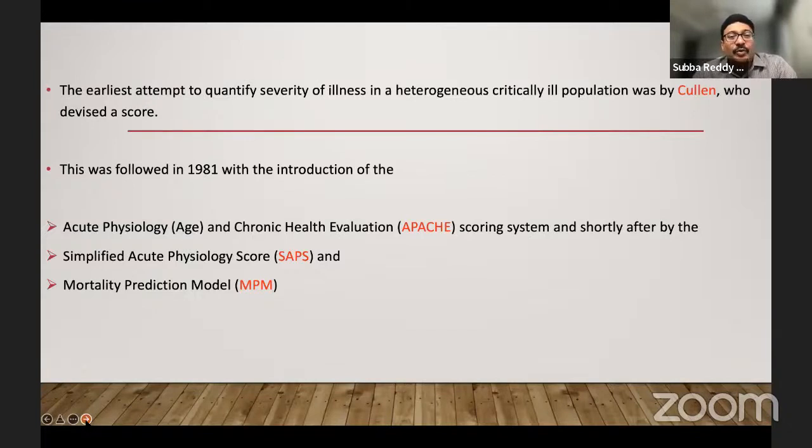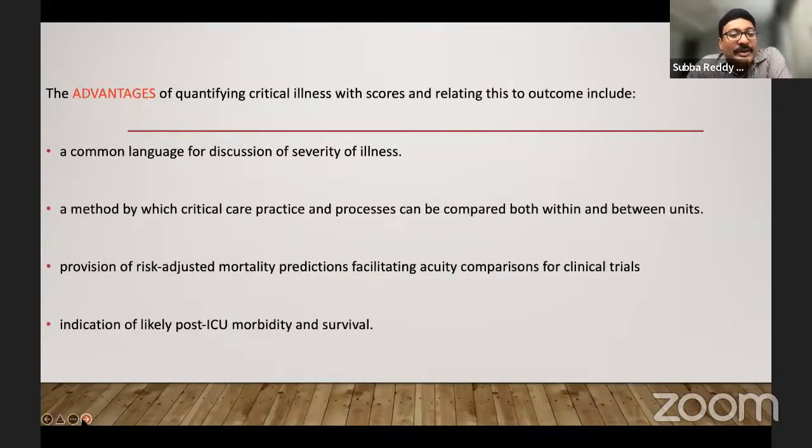The earliest attempt to quantify severity of illness in heterogeneous critically ill patients was designed by Cullen in 1981. For the last 30 years, we started using scoring systems, and we are improvising these scoring systems. So, the Acute Physiology and Chronic Health Evaluation scoring system, and after that, we have Simplified Acute Physiology Scores, and then we have Mortality Prediction Models.